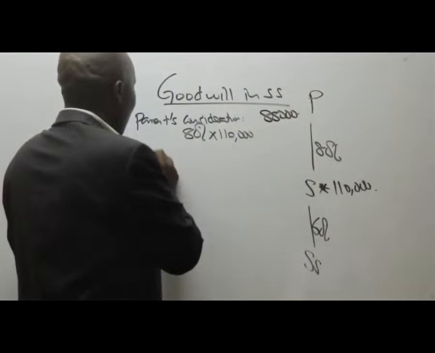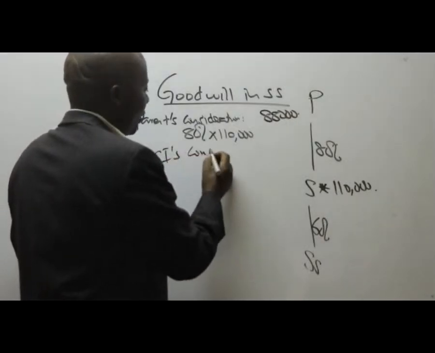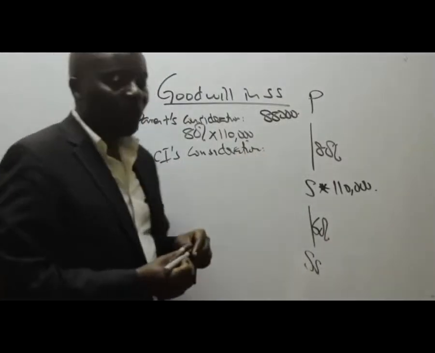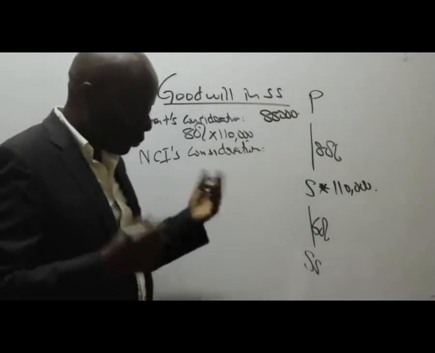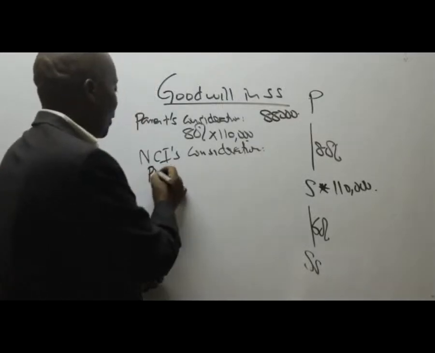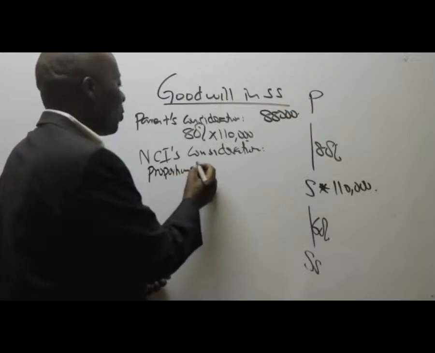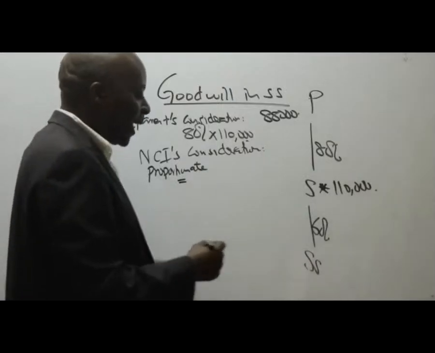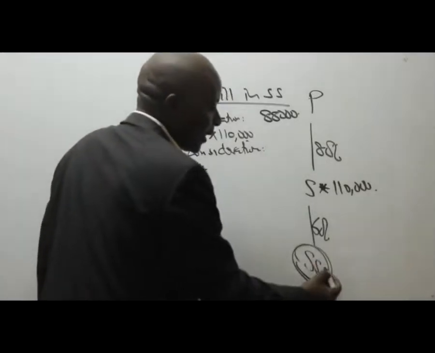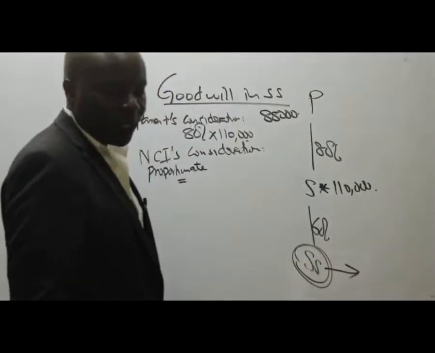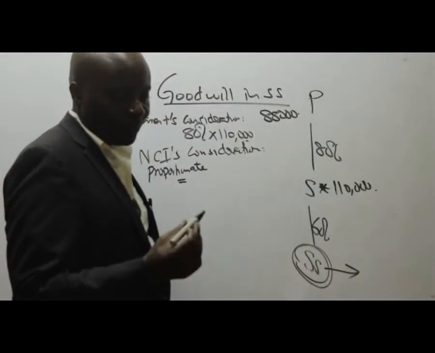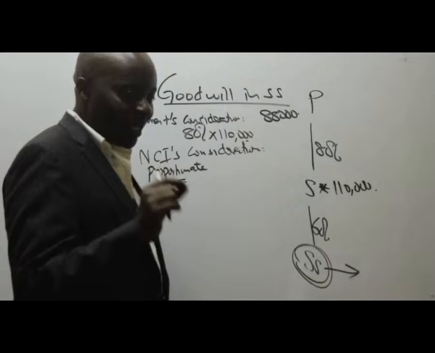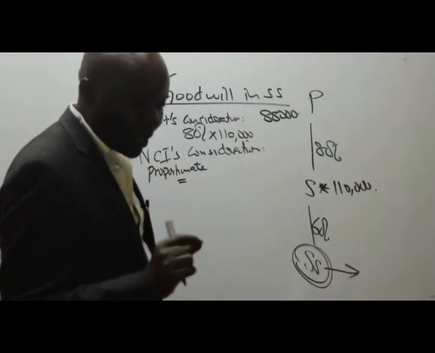How about NCI's consideration? This is quite easy. Is there anybody who is able to give us the NCI's? It has to be the proportionate method. So with this proportionate method, what is the net assets value of SS at acquisition? Sorry, I never asked very well. Net assets of SS at acquisition is 150,000.